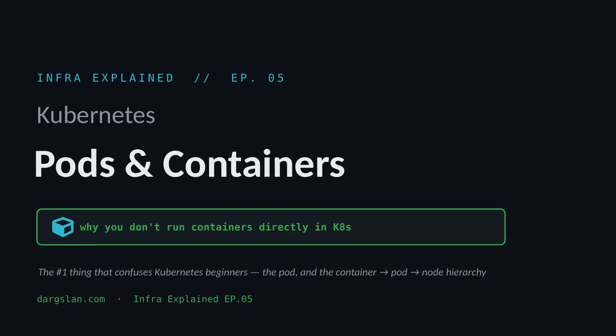Welcome back to Infra Explained, Episode 5, and today we're tackling the thing that trips up almost every Kubernetes beginner: pods and containers. If you've come from Docker, you probably expect to just hand Kubernetes a container and call it a day. But that's not how it works, and in the next few minutes, we'll untangle exactly why and where the pod fits into the bigger picture of container, pod, node, and cluster.